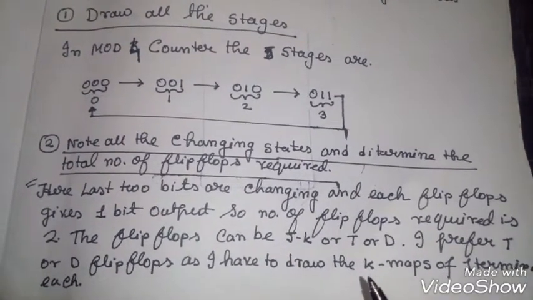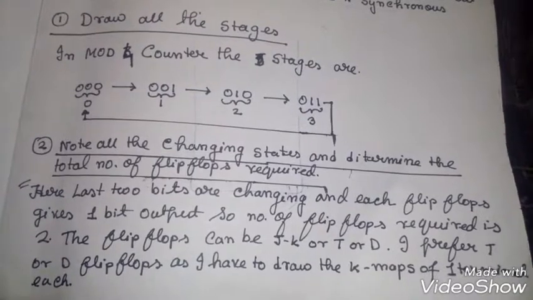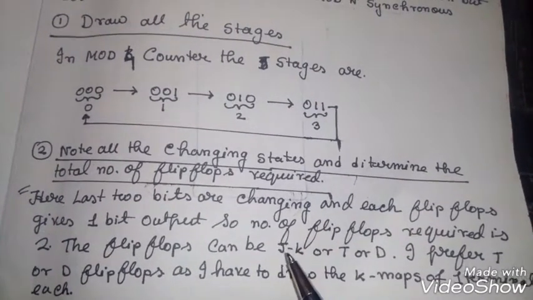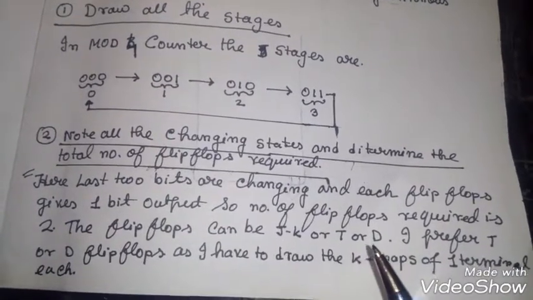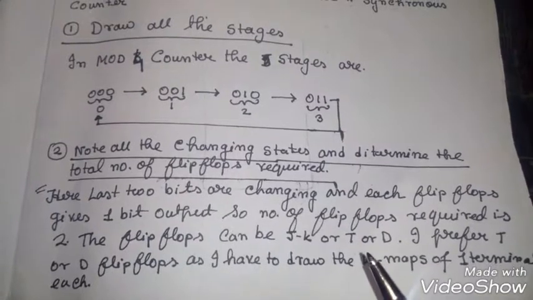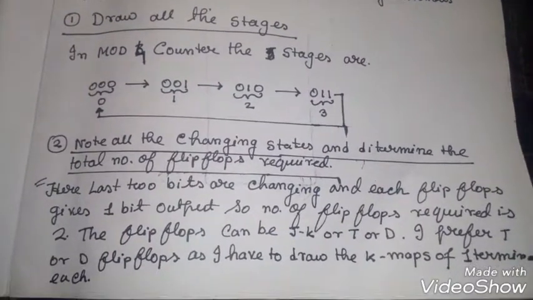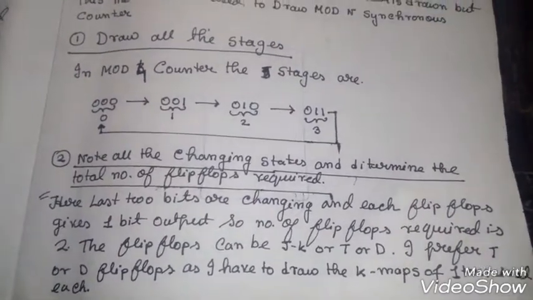Now, one disadvantage of using T or D flip-flops in a synchronous counter is that a JK flip-flop has 2 terminals, J and K, but in the case of T or D we get only 1 terminal. So at this time my circuit may get more complex. This is one of the drawbacks of using T or D flip-flops.